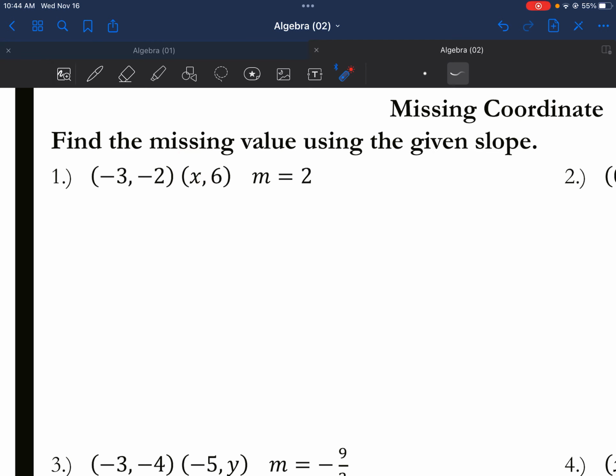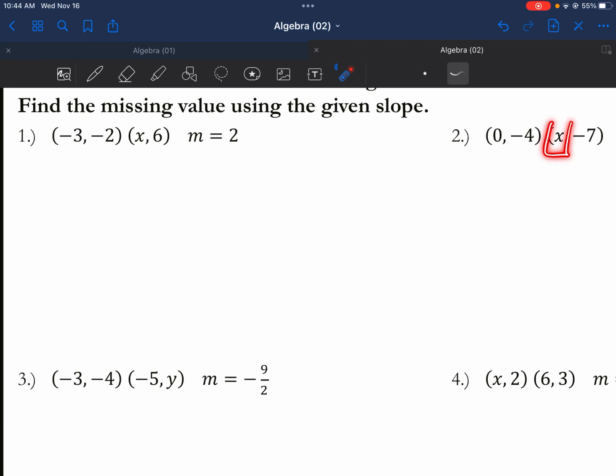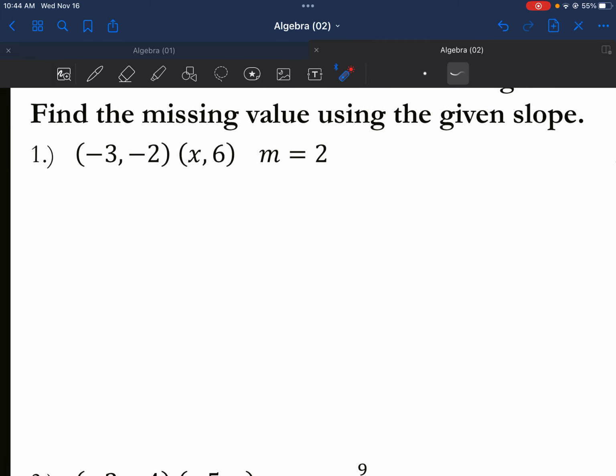Over here, you're missing x. Over here, in the second problem, you're missing x. The third problem, you're missing a y, right? So either an x or a y could be missing. But your goal here is to use the slope formula to help you.